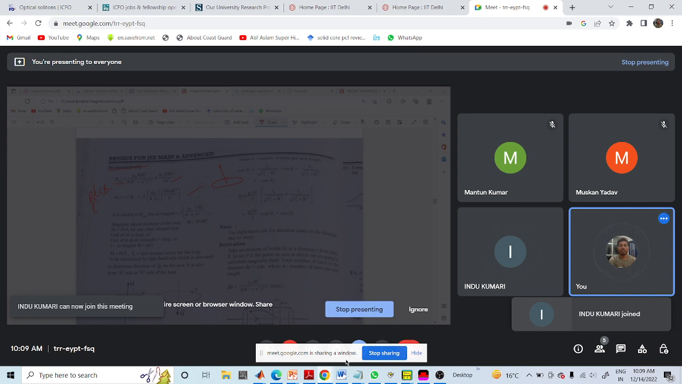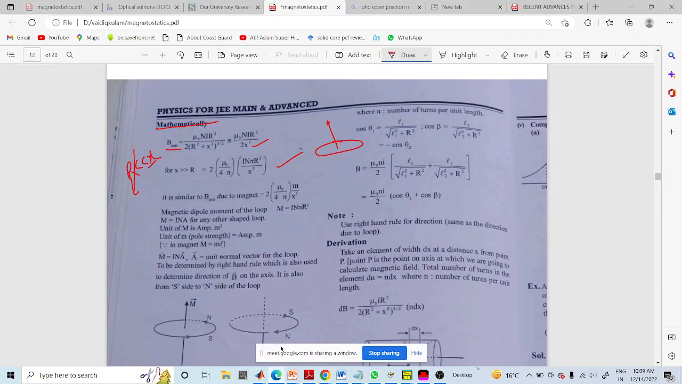Okay, so now, in the last class we covered the magnetic field on the axis, and when we approximate this we get this result. It is similar to the axis field due to a magnet, right? It is the same answer we discussed in our first class: if we have a magnet, what will be the magnetic field on the axis? This is the same thing that we have covered here.